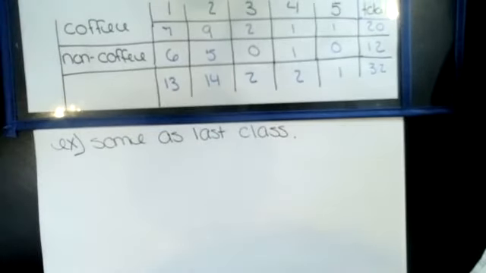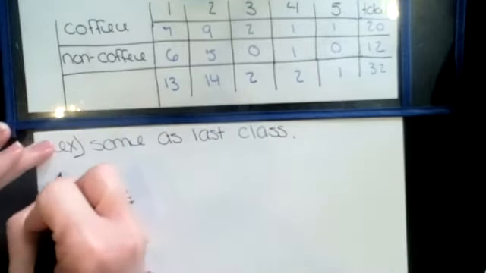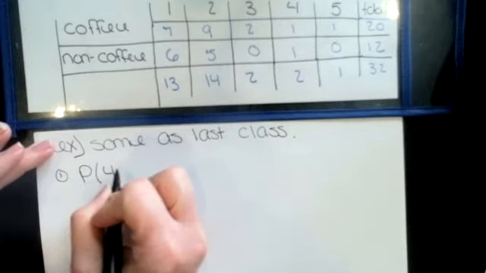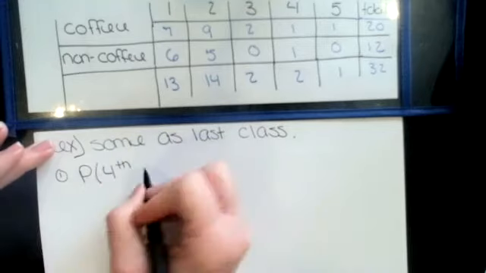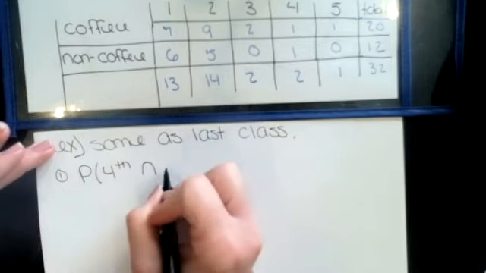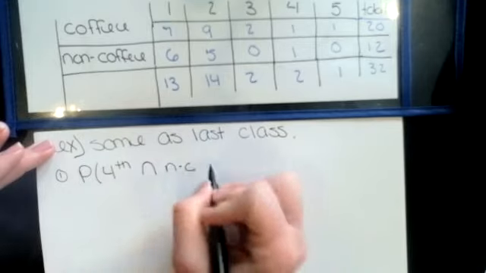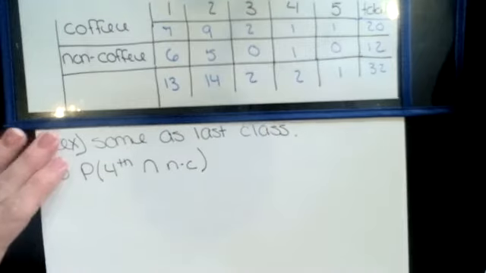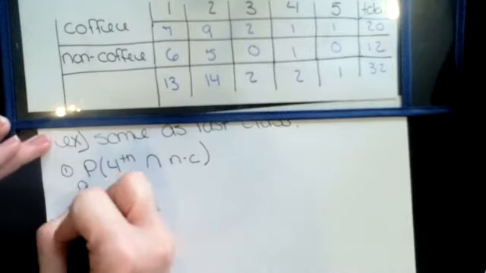All right, so we have this. Let's take a look at first finding the probability of choosing a fourth year student and a non-coffee drinker. I'm going to abbreviate NC for non-coffee drinker. I didn't write it out in words, but I can. Maybe I'll do that below it.